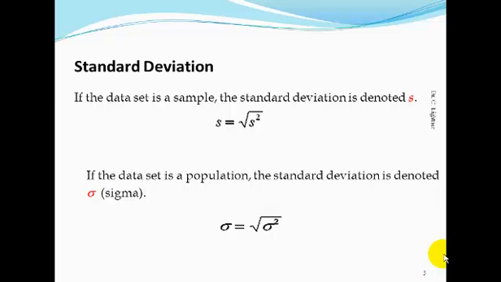The standard deviation. The standard deviation can always be computed as the square root of the variance. Two more symbols that we'll see throughout this course are S, which denotes the sample standard deviation, which is computed as the square root of the sample variance, and sigma, which is the population standard deviation, which is computed as the square root of the population variance.